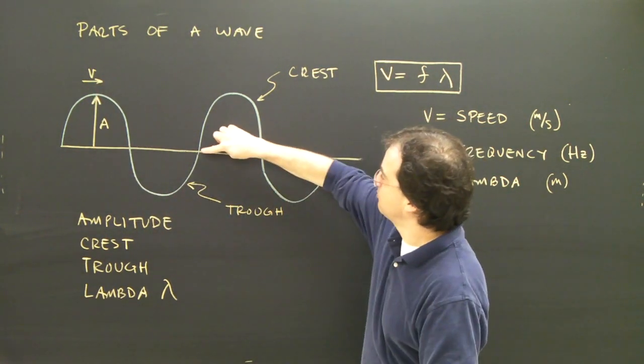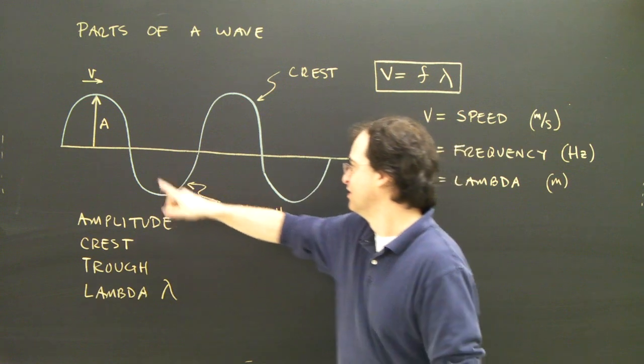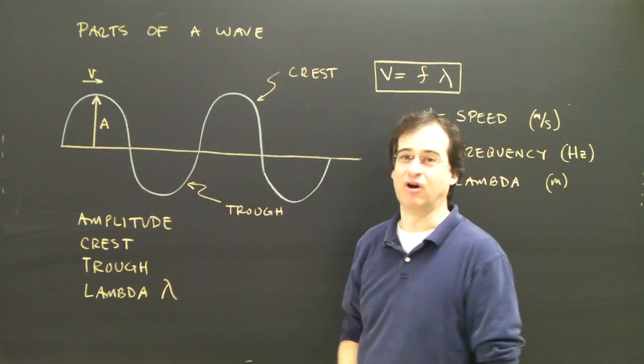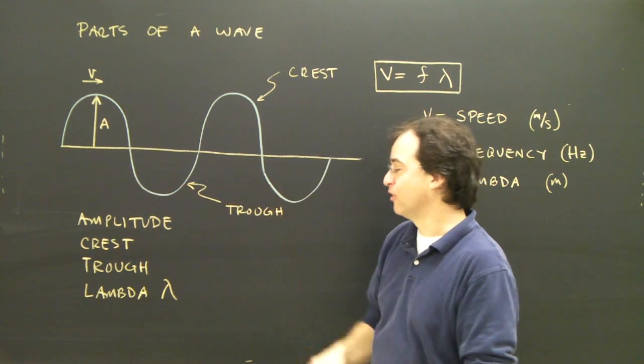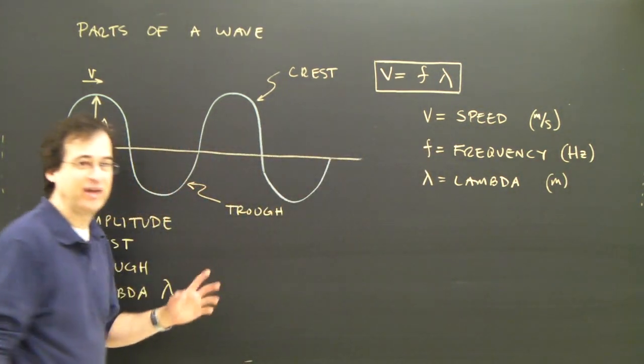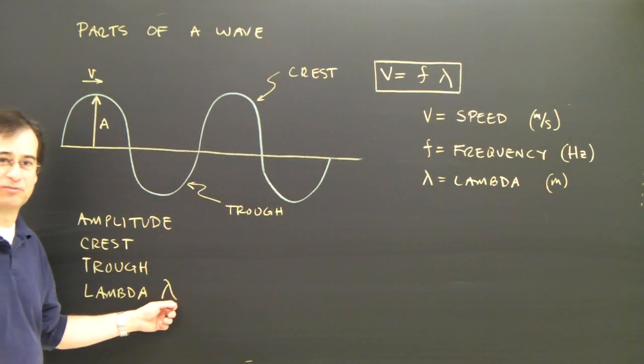The other thing is, this part of a wave is called a crest. This part of a wave is called a trough. And another important number on here is the wavelength. The wavelength is called lambda, and that's the symbol for lambda.